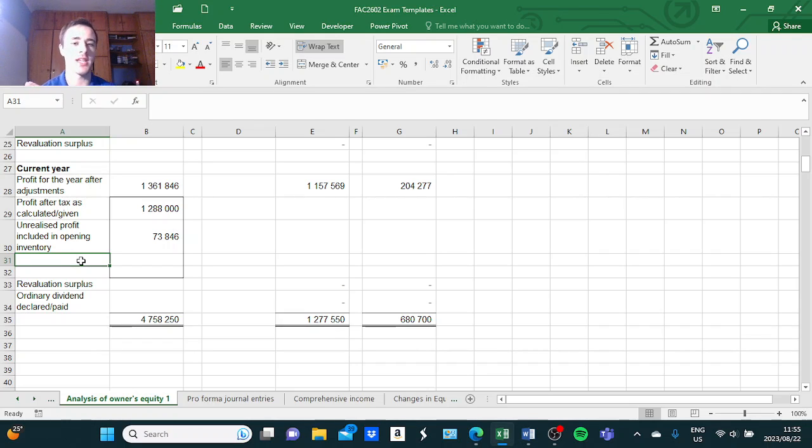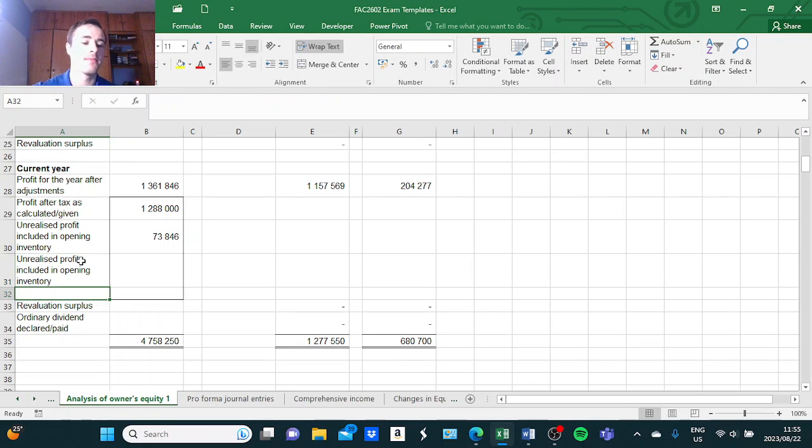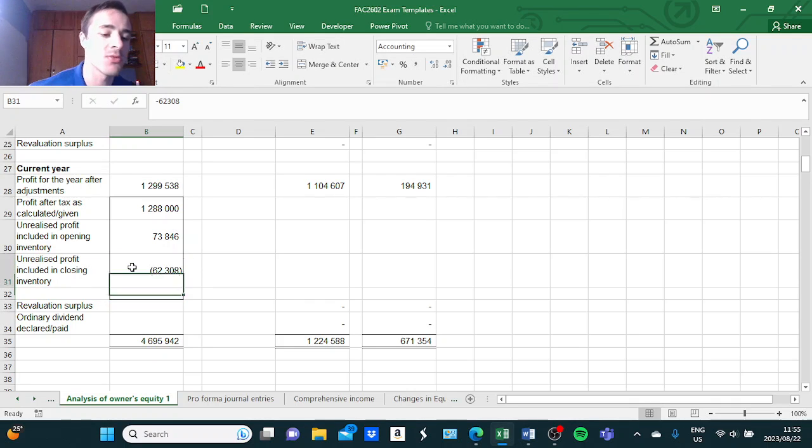We are increasing cost of sales for the subsidiary, which in effect means that we are decreasing their profit after tax. Because an increase in cost of sales will decrease the gross profit, which will again decrease profit after tax, given that all the other amounts remain constant. So unrealized profit in closing inventory, again we will show this as a negative adjustment because cost of sales was increased. The reason why we show this in this section is because it involves the subsidiary's cost of sales.